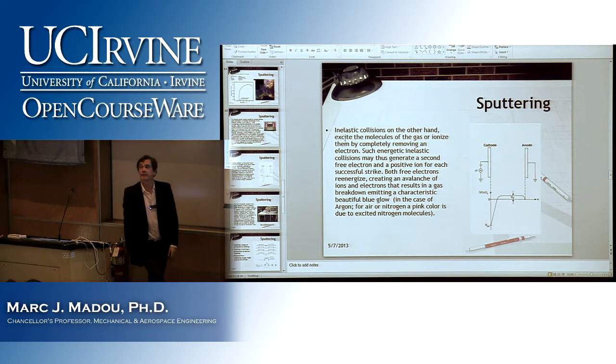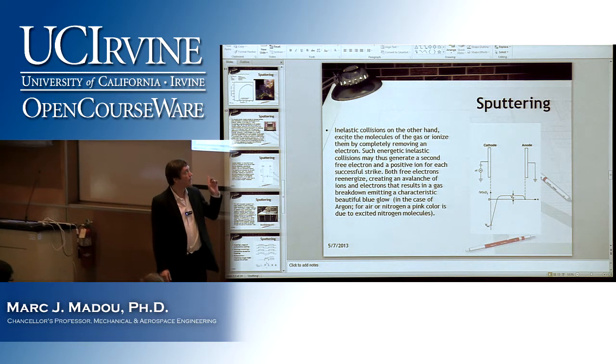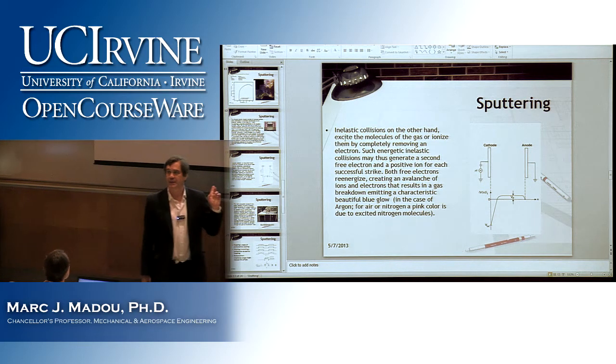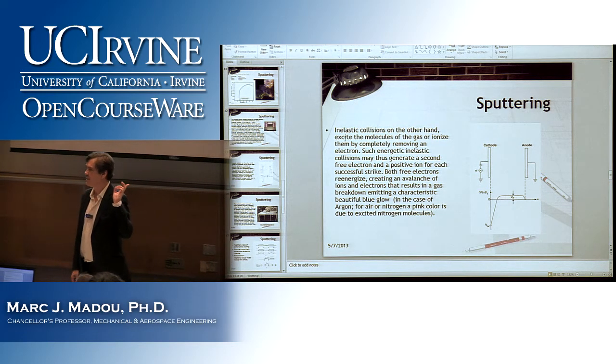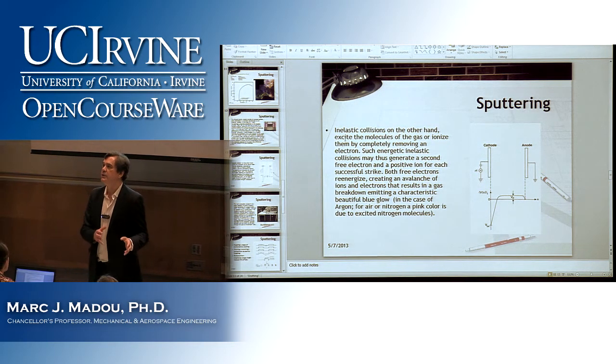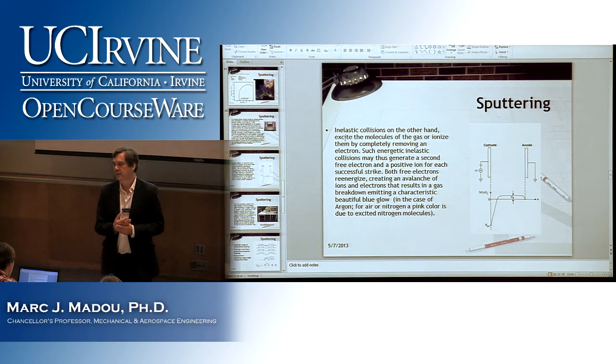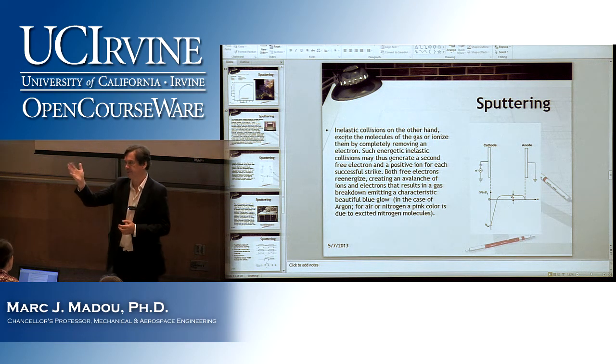Oh, very important. DC versus AC plasma. This is a DC or AC plasma? AC. AC, right. And so when would you use an AC plasma and when would you use a DC plasma? AC on insulators? Very good, right.